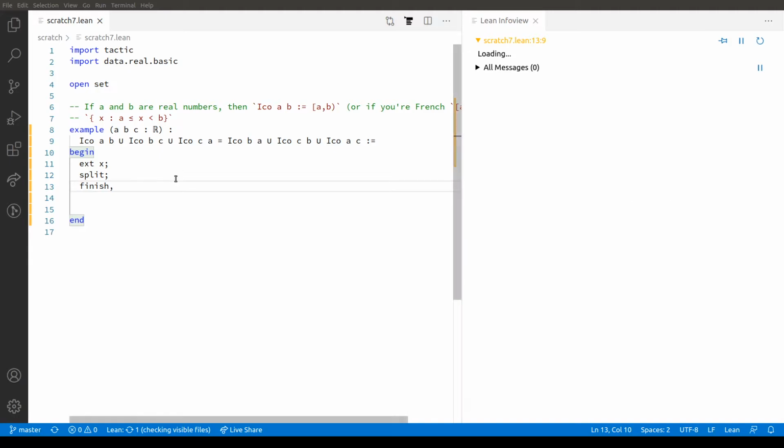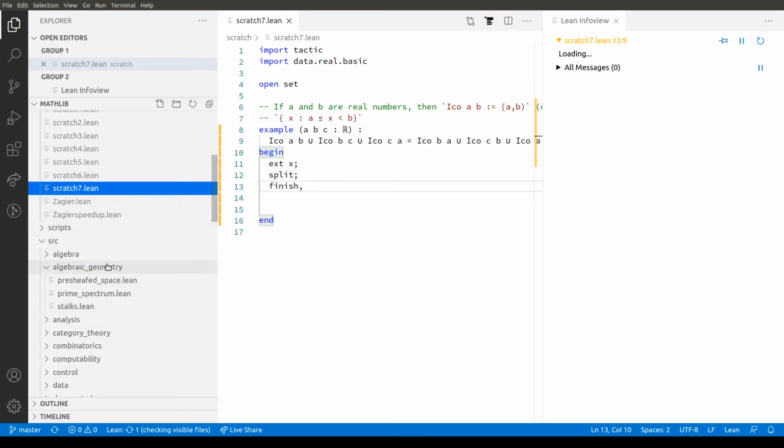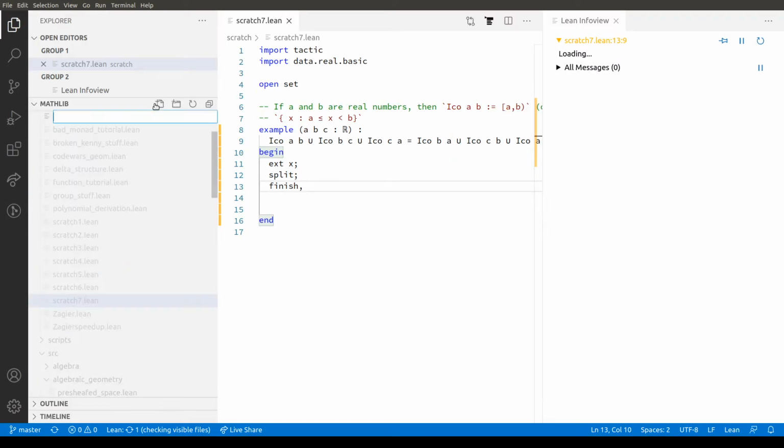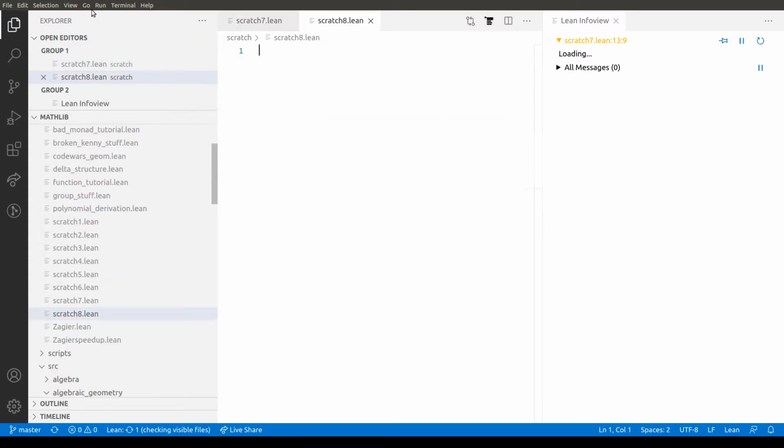So let me show you Floris's proof. Let's make a new scratch file, scratch 8. And let me next show you the proof that Floris came up with. So he firstly proved this.